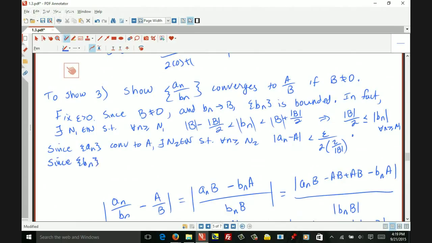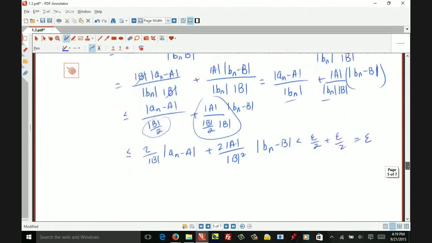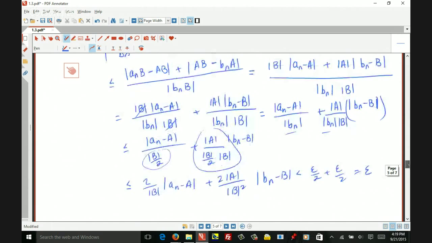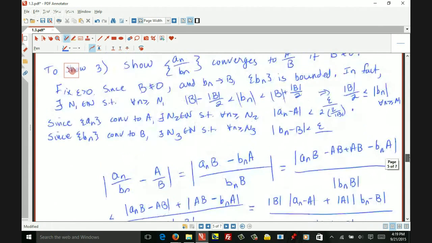Since b sub n converges to b, there exists, we're up to an n3. We have absolute value of b sub n minus b is less than, let me move this fraction up a little bit. There. It's less than epsilon over, that one was downright ugly. We'd better go look at it. 2 over 2 absolute value of a over b squared.